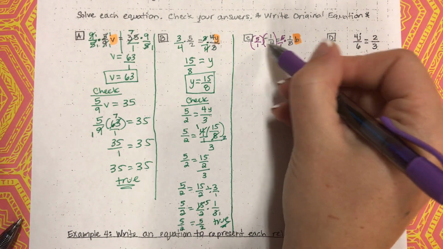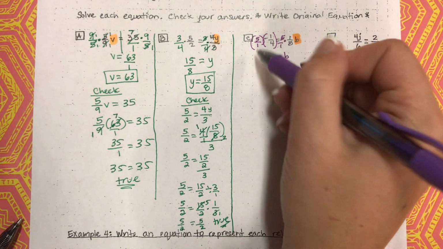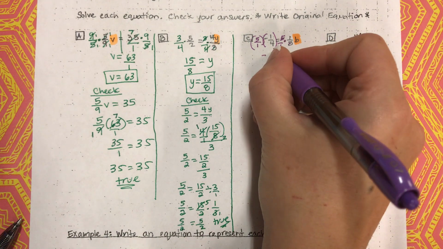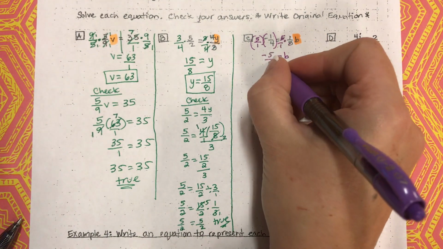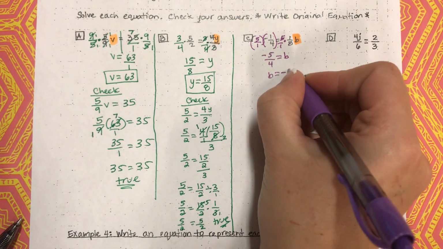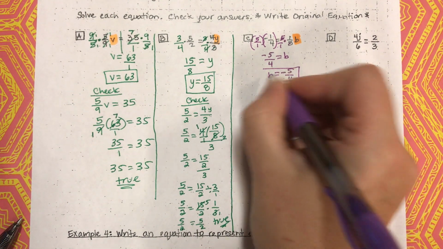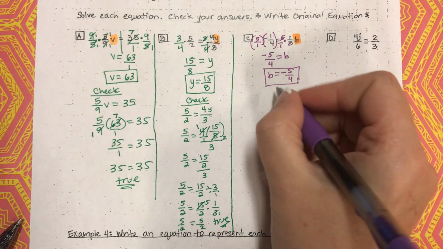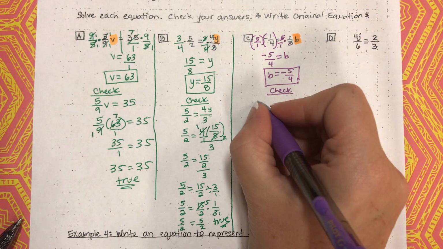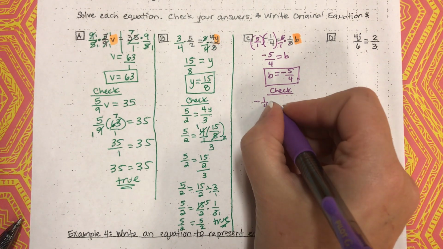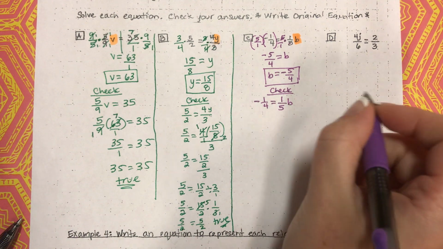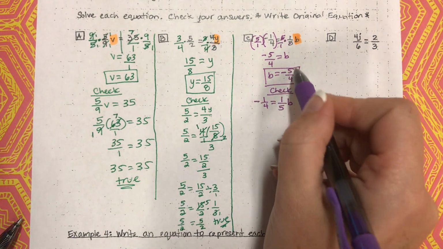And then we look over here, we're multiplying fractions again. We look to cross cancel. There's nothing we can do, so we multiply across. 5 times negative 1 would be negative 5, over 1 times 4 would be 4. So we're just going to leave our answer like that. B equals negative 5 over 4. Okay, so let's go ahead and check it and see if it's right. Write the word check. I'm going to write that original equation. Negative 1/4 equals 1/5 b. Okay, so we're going to substitute this in for b.